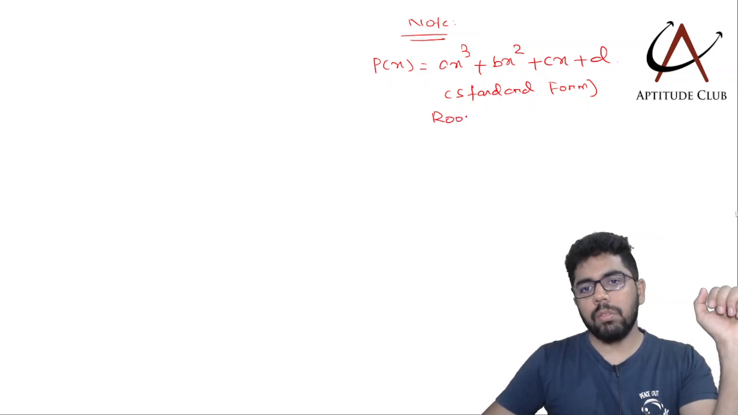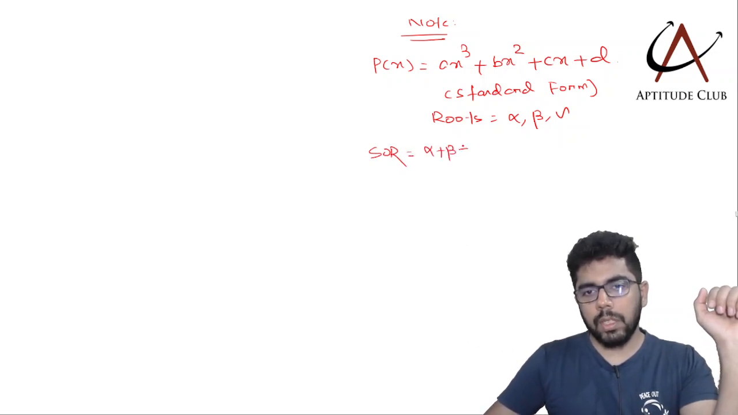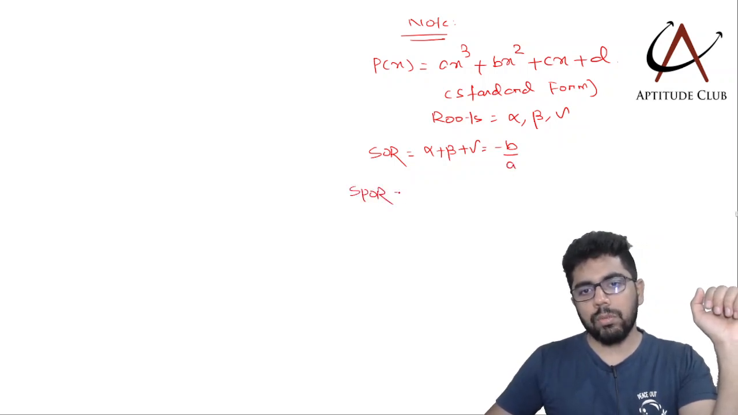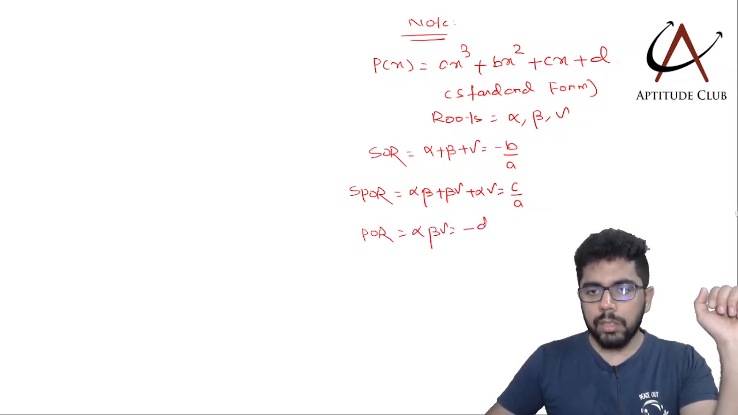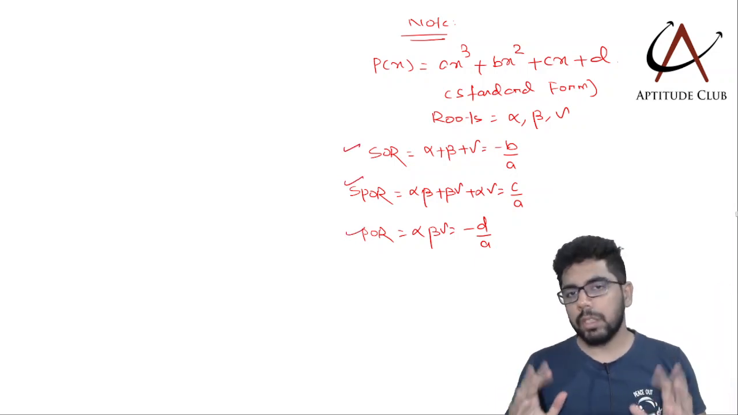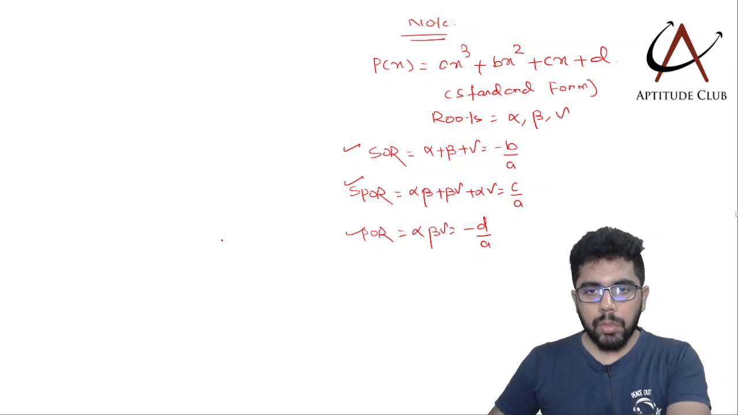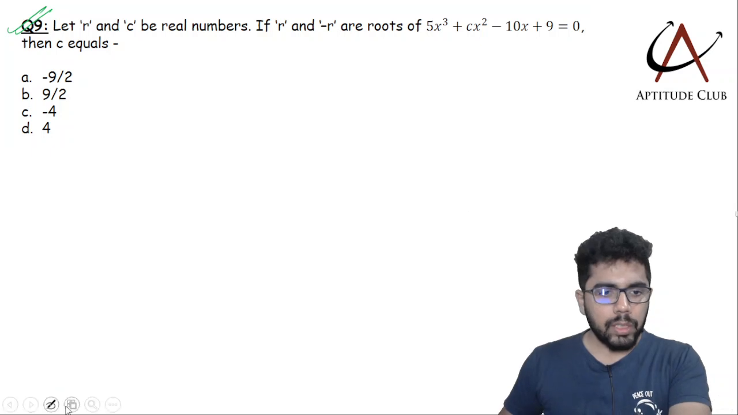So the number of roots, there will be 3 roots. The roots are alpha, beta and gamma. I can write my sum of roots, alpha plus beta plus gamma. This is always minus b by a. Sum product of roots, alpha beta plus beta gamma plus alpha gamma is c by a, and product of roots, alpha into beta into gamma, it is minus d by a. Just with this much information we can solve this question very easily. Sum of roots, sum product of roots and product of roots, 3 relations. Now let us come back to this.